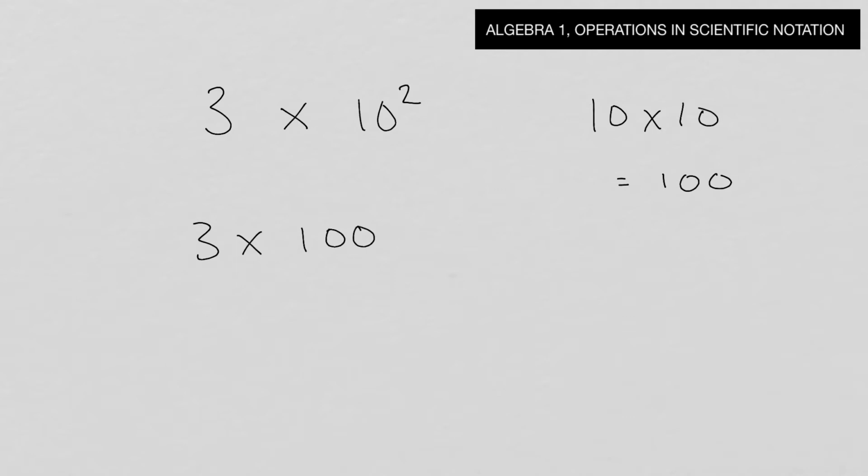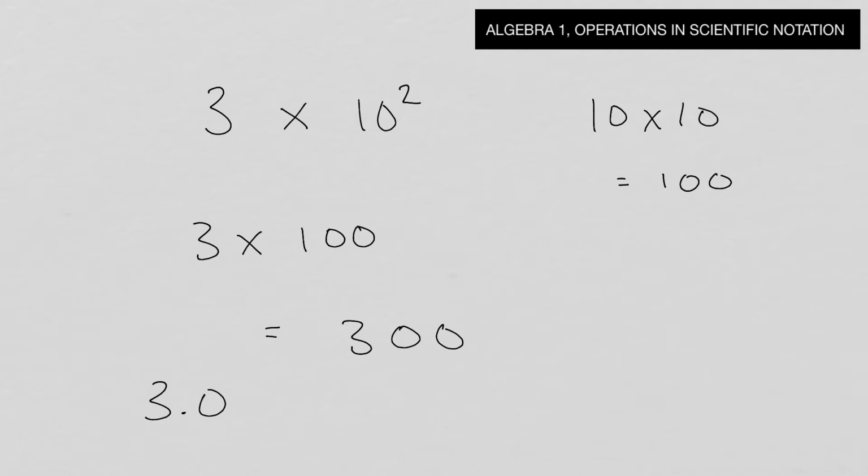One of the first concepts that we have: let's say we have a number, 3 times 10 squared. Everybody knows that 10 squared is 10 times 10, which equals 100. So basically we have 3 times 100, which gives us 300. Notice that we have a number here, 3, so we could represent it as 3.0.